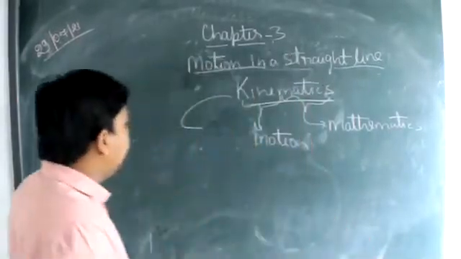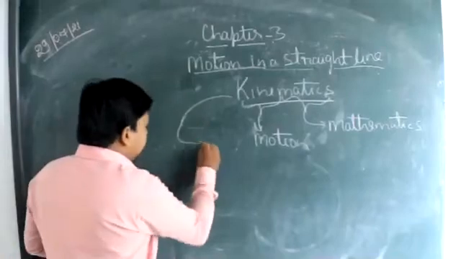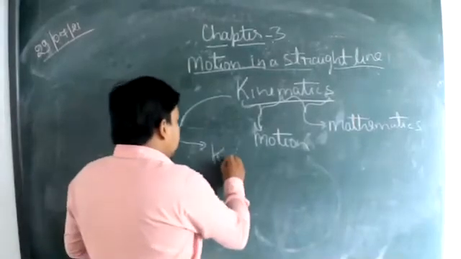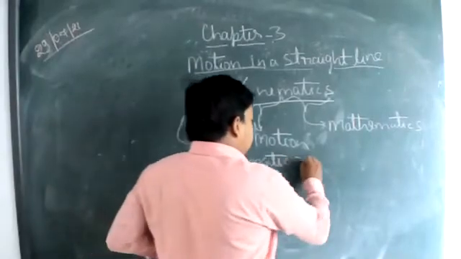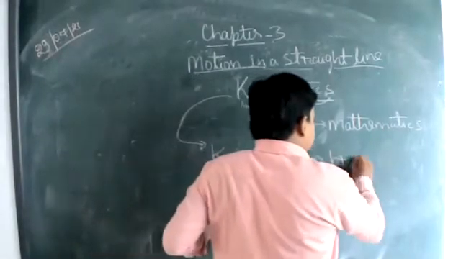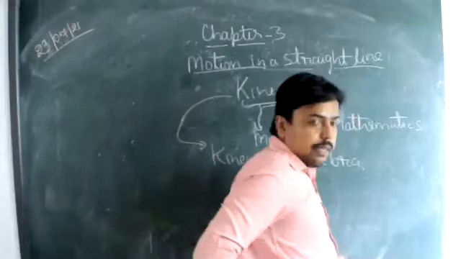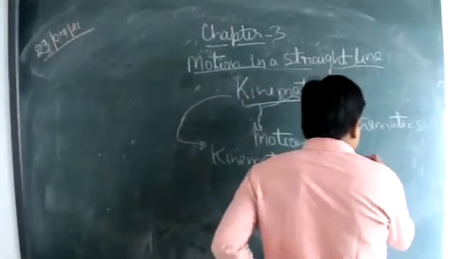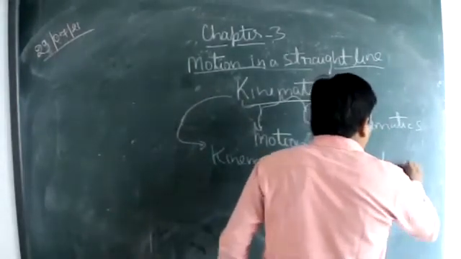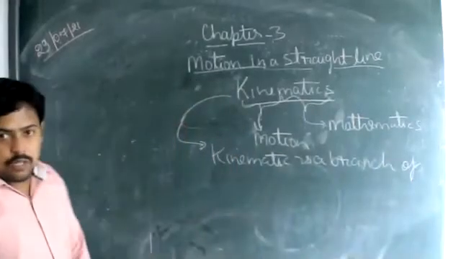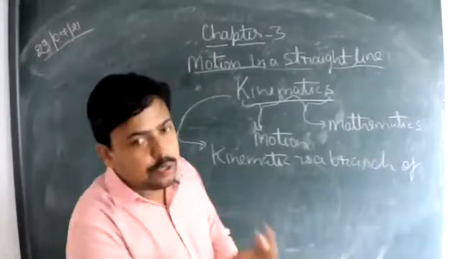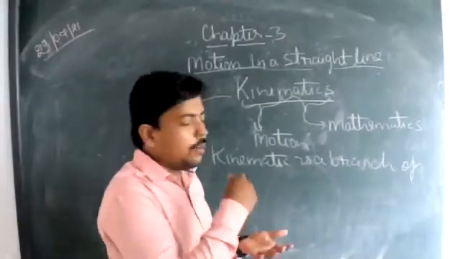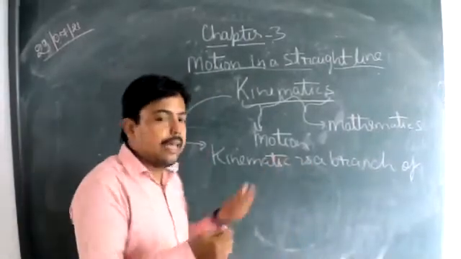So how can we define what is kinematics? Kinematics is a branch of mechanics, one can say, because we are talking about motion. In that, we will be talking about velocity and speed. So it's a part of mechanics.